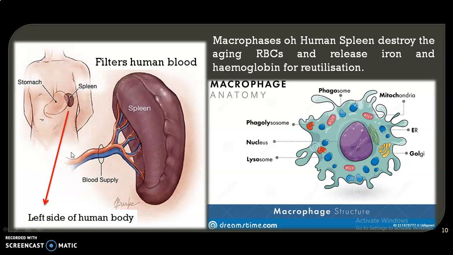Spleen is one of the filters of human blood, and this is where the old, aged red blood cells are destroyed. And who destroys the red blood cells within spleen? The macrophage, M-A-C-R-O-P-H-A-G-E. Macrophages present within the spleen. They destroy the aging RBCs and release iron and hemoglobin for reutilization.